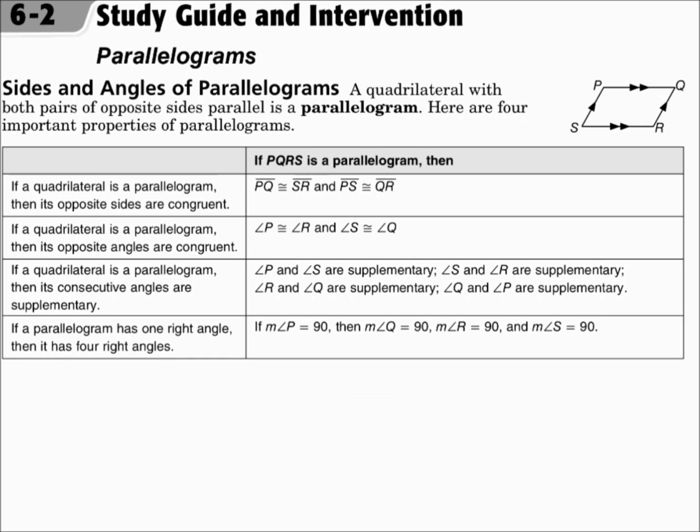A quadrilateral with both pairs of opposite sides parallel is a parallelogram. Here are four important properties of parallelograms. Opposite sides are congruent. Opposite angles are congruent. Consecutive angles are supplementary. And if it has one right angle, then it has four right angles. So keep track of all the properties of it and use those as we work the problems out.